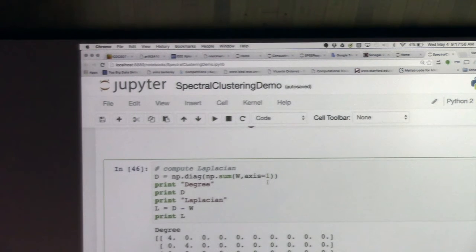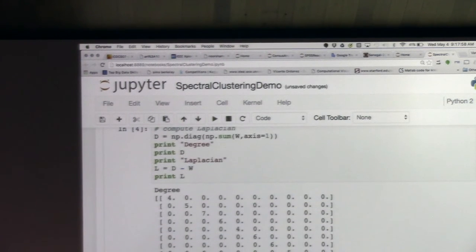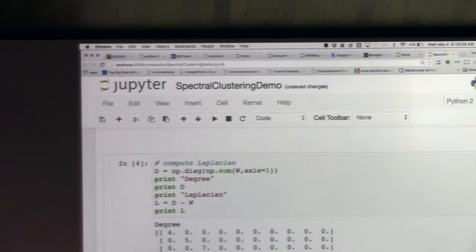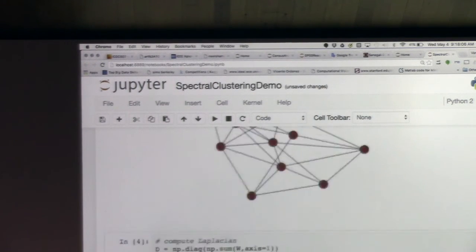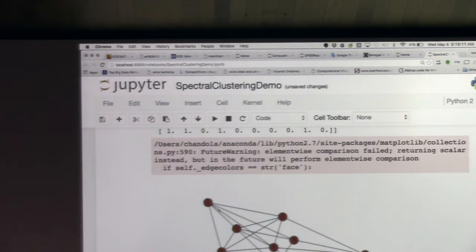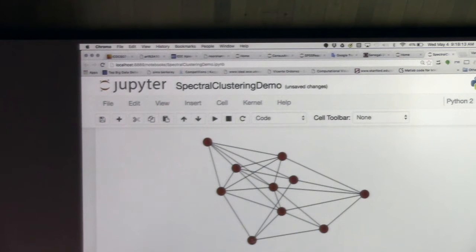Okay, I need to run it again. Right. It looks very strange, right? I'm sorry. Yeah, I'm looking at 0. So 0 has a degree 4. You're right, and so on.